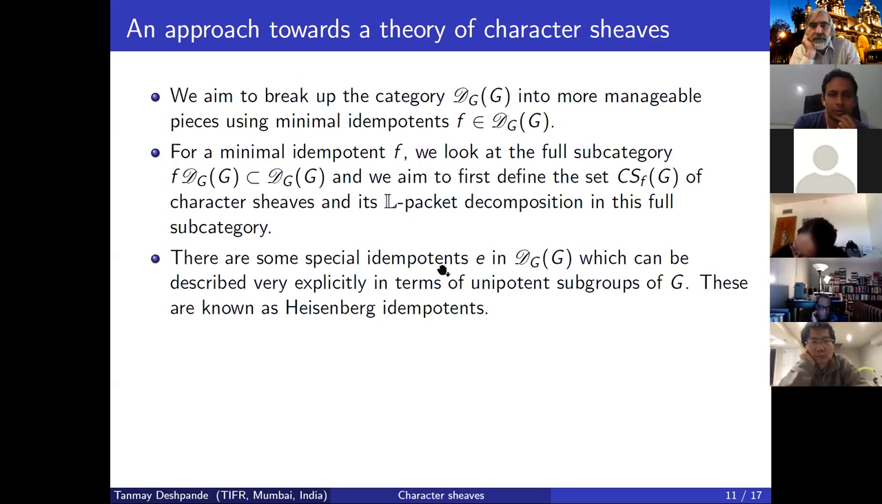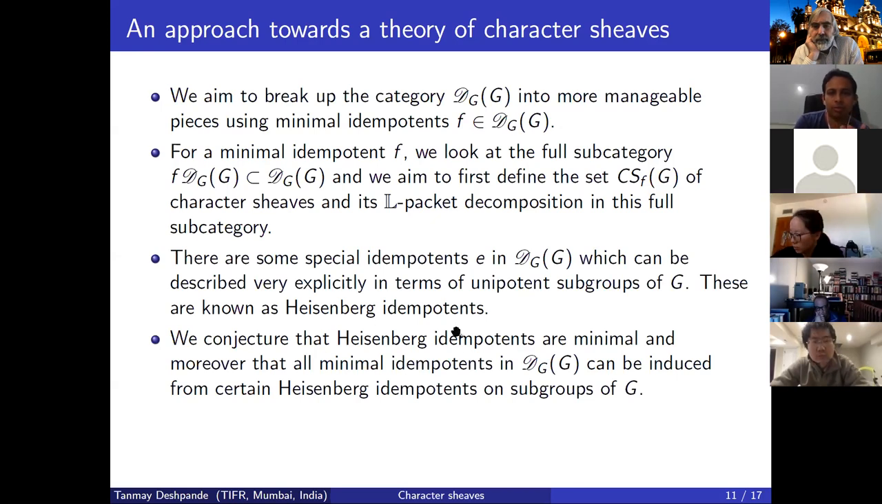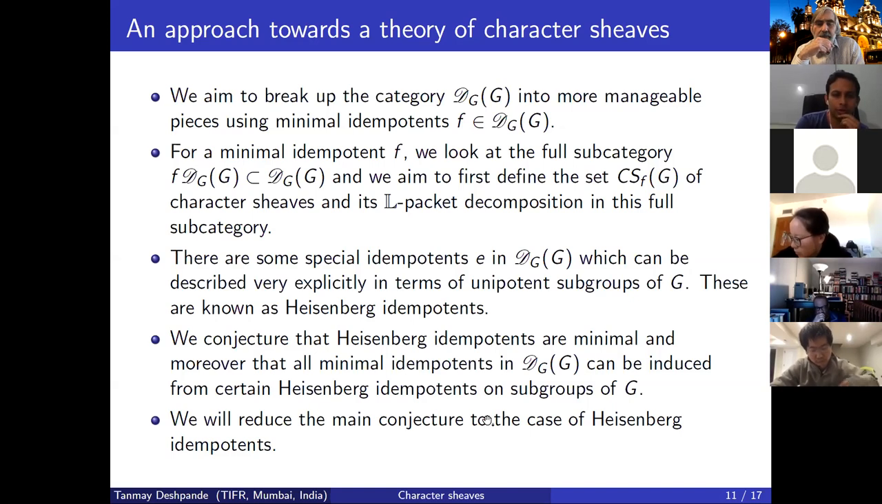Now there are some special idempotents which can be described explicitly in terms of unipotent subgroups, known as Heisenberg idempotents. I'll give more details about this in a couple of slides. So we conjecture that Heisenberg idempotents are in fact minimal. And moreover, we conjecture that any minimal idempotent can be obtained from a Heisenberg idempotent on a subgroup of G by an induction procedure. So essentially, we hope to reduce the conjecture to the case of Heisenberg idempotents. So let me go on and describe what is a Heisenberg idempotent and how we can hope to reduce to this case.